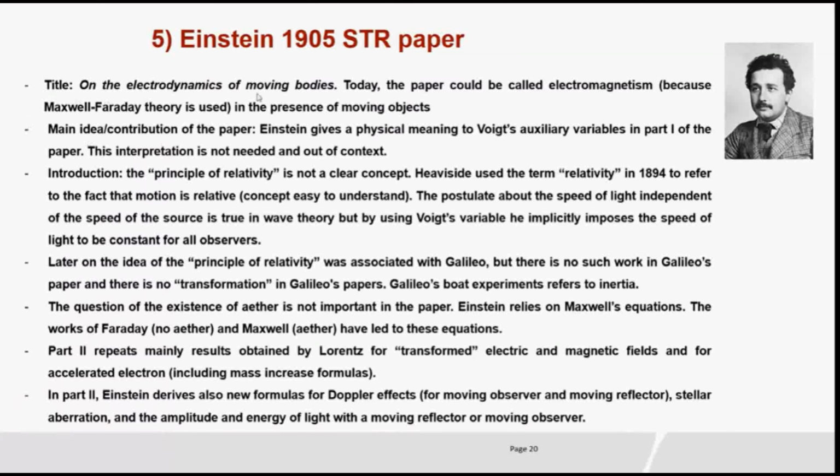The main idea is that Einstein gives a physical meaning to Voigt's auxiliary variables in part 1 of the paper. But this interpretation is not needed, and it's out of context. The work was not about time, was not about this interpretation that he gave. In the introduction, the principle of relativity is not a clear concept.